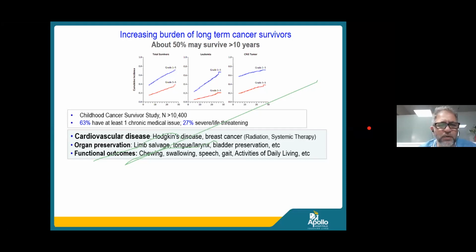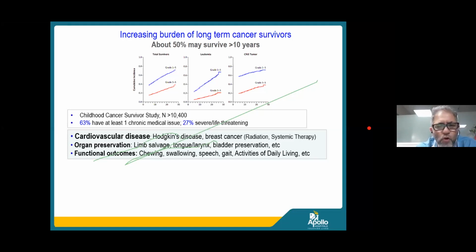But we know that about 2/3 of them would have a chronic medical issue, and a quarter of them can actually have a severe life-threatening issue. And this was published a few years ago in the New England Journal of Medicine from the childhood cancer survivor study. Now the data is actually for 20,000 people, but the data is more or less the same.